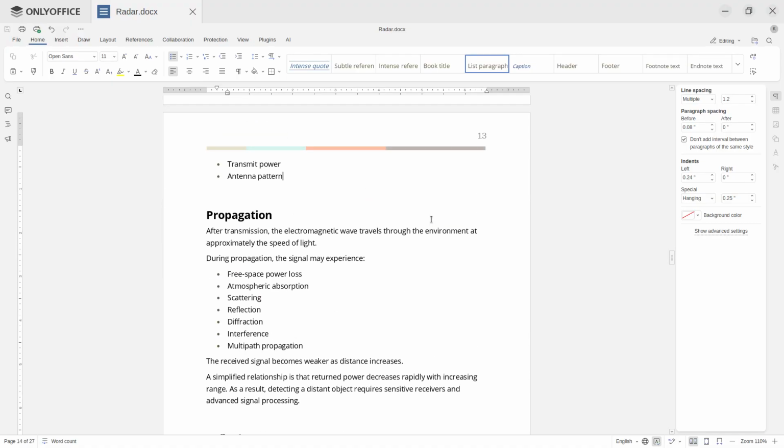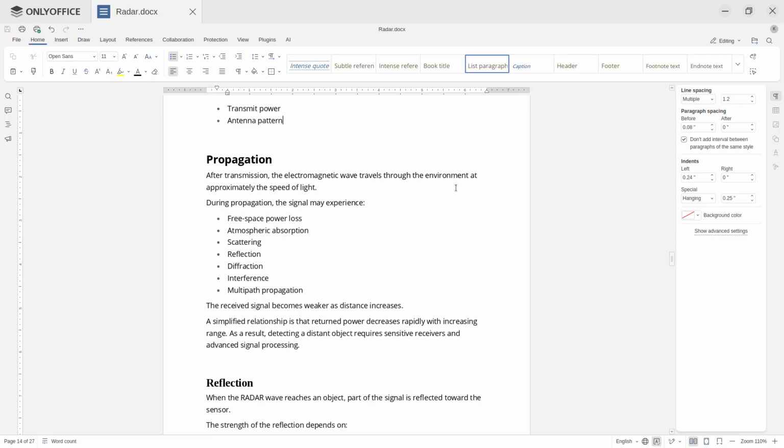Propagation. After transmission, the electromagnetic wave travels through the environment at approximately the speed of light. During the propagation, the signal may experience free space power loss, atmospheric absorption, scattering, reflection, diffraction, interference, and multipath propagation.